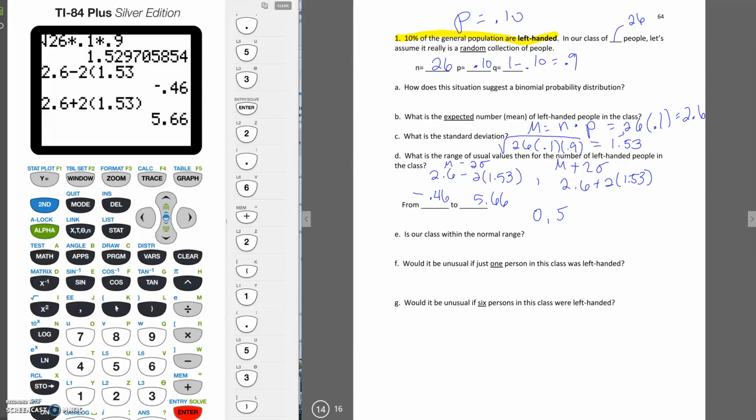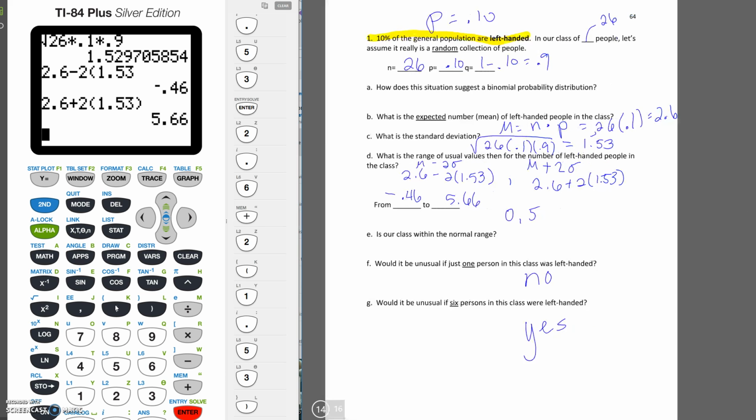So is our class within the normal range? Well, since we're not actually sitting in a class, that's hard to tell. Would it be unusual if just one person? Well, no, because 1 is between 0 and 5. Would it be unusual if 6 persons? In this case, yes, because 6 is bigger than the 5.66.